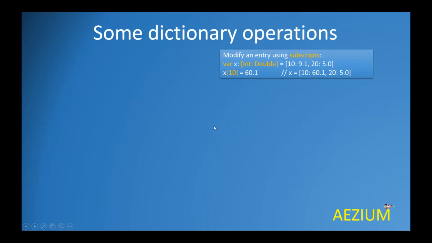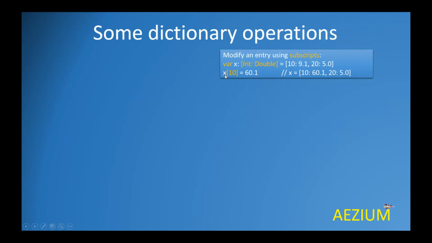We can modify the entries of dictionaries using subscripts. The way it is done is shown by the example here, where x is a variable of type dictionary of int and double. So if we wish to change the value of the first key value pair from 9.1 to 60.1, this is how we do this.